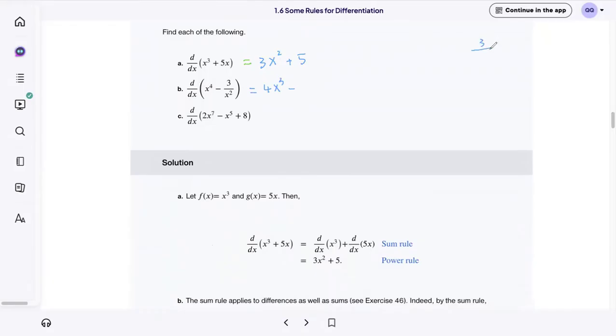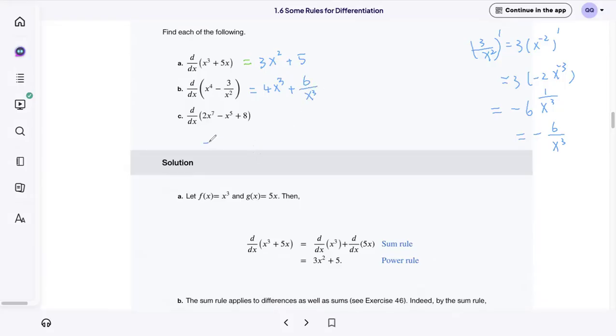Let's differentiate 3 over x squared, right? Let's pull 3 outside. Then we want to differentiate x raised by negative 2. How do we do that? We get negative 2, x raised by negative 2 minus 1, negative 3. Then I have 3 times negative 2, negative 6. Then x raised by negative 3 is 1 over x cubed. So I can rewrite as negative 6 divided by x cubed. So 4 raised by x cubed minus negative becomes plus 6 divided by x cubed.